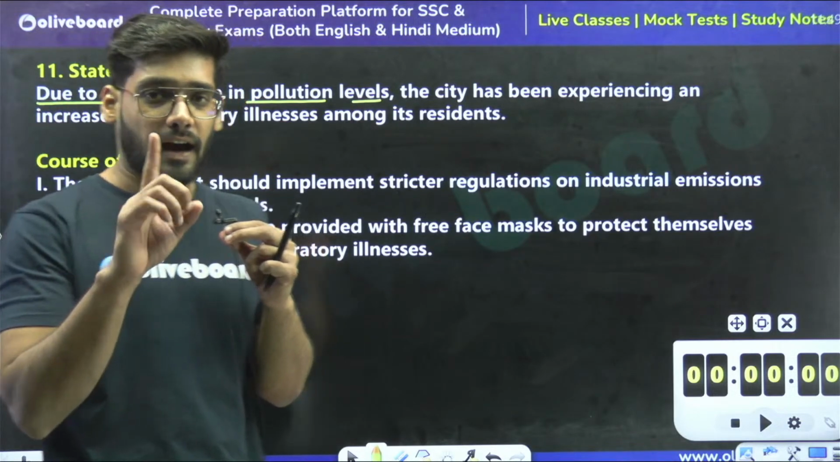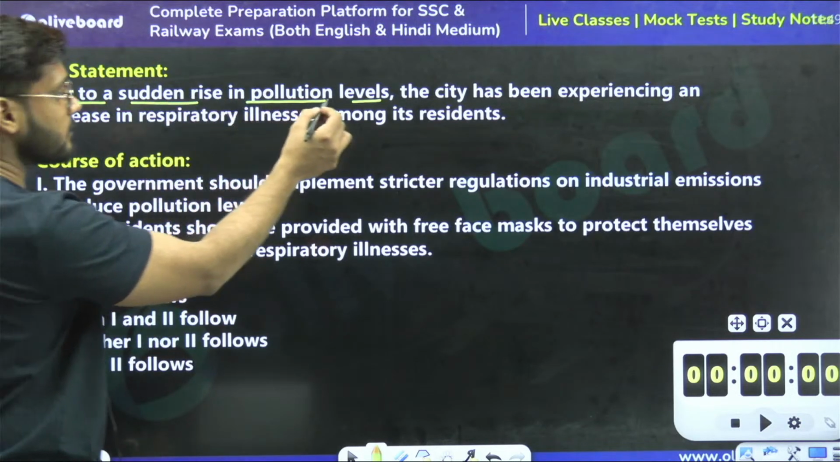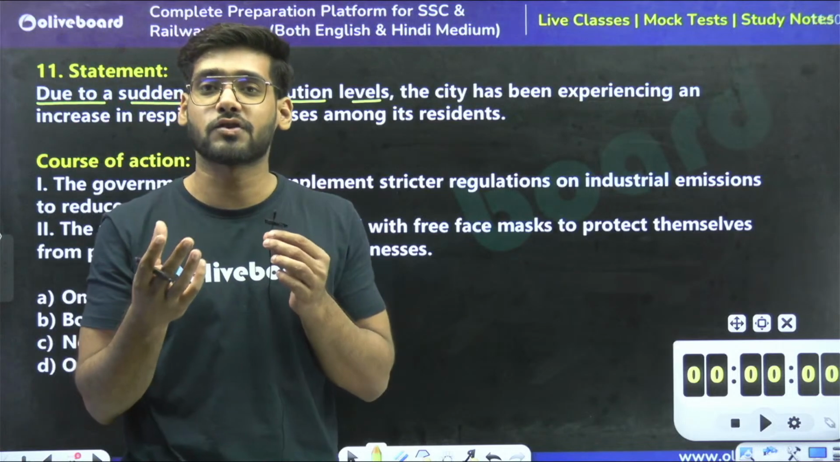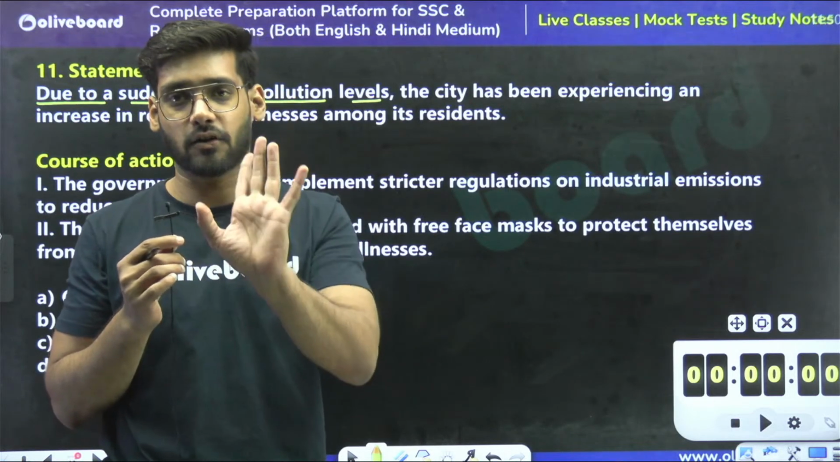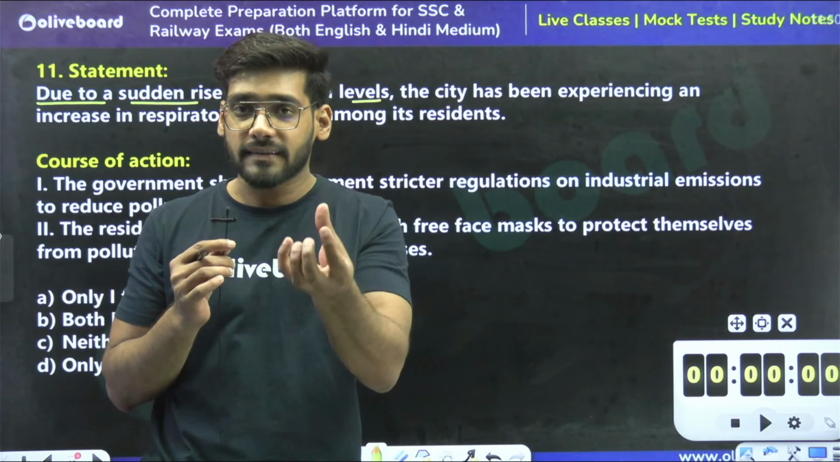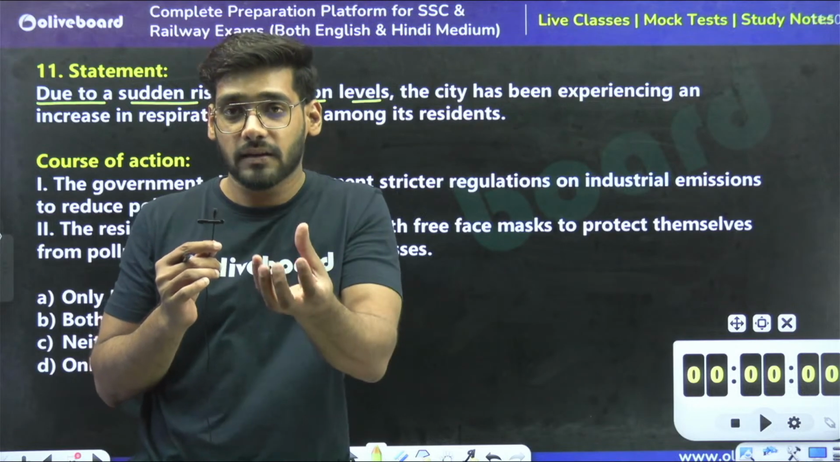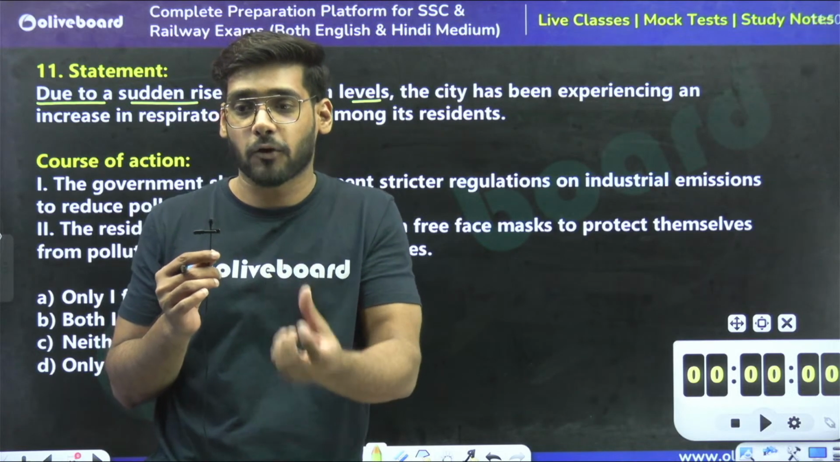So first of all, understand this thing: due to a sudden rise in pollution level, how do we get the pollution? Are you getting this thing or not? First of all, let me know what is the main reason behind the pollution. How does this pollution come?